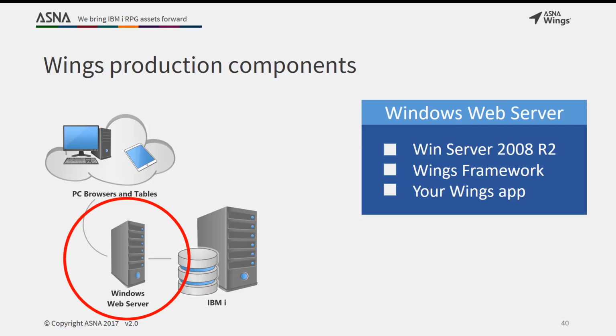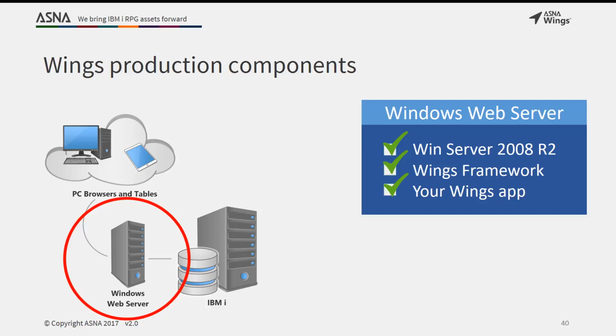The Windows web server is connected to the IBM I with TCP/IP. It needs to be a Windows 2008 R2 or higher server, which includes the HTTP web server you'll need. You'll need the Wings framework installed on your Windows web server. And then you'll need your Wings ASP.NET presentation layer, that website, deployed to the server.